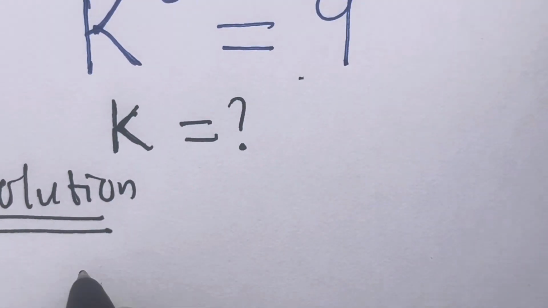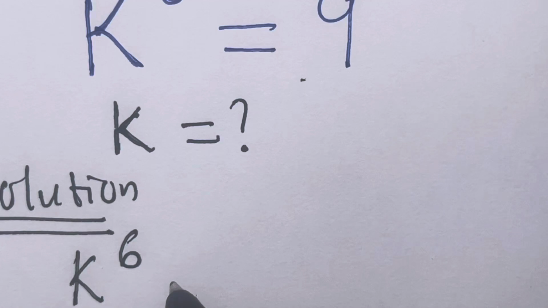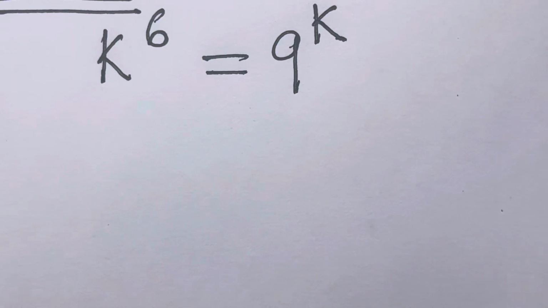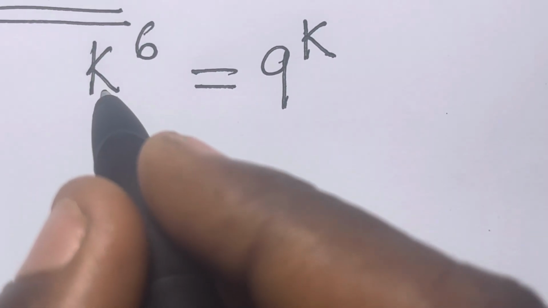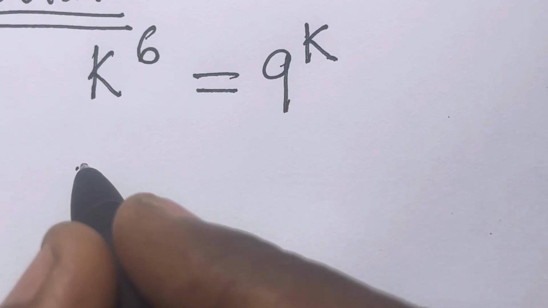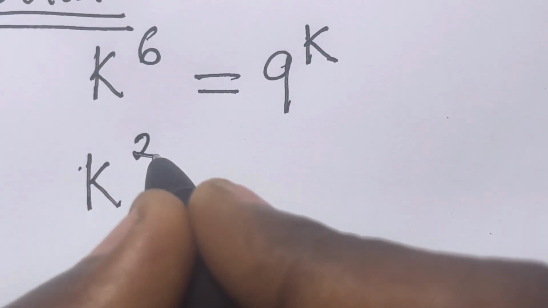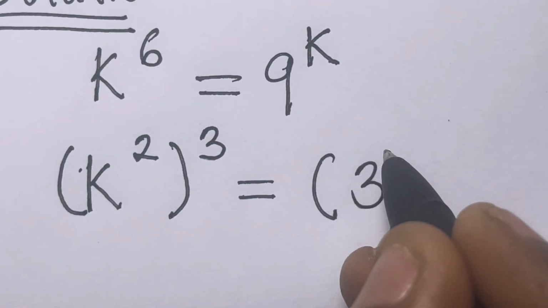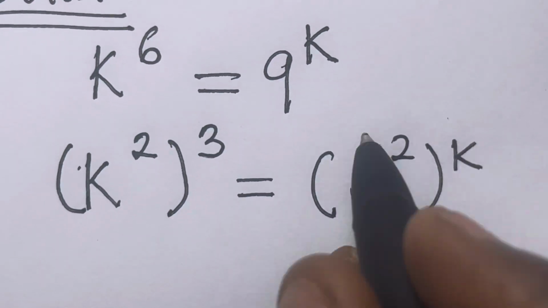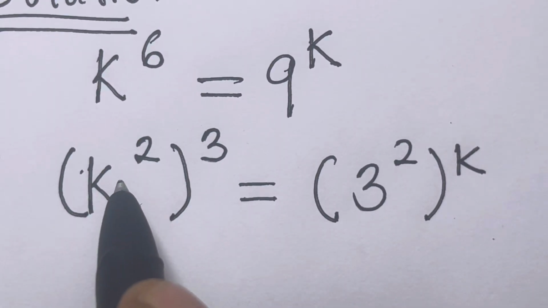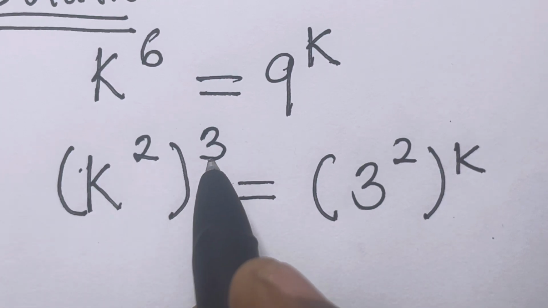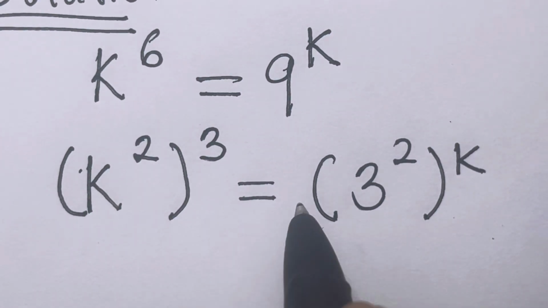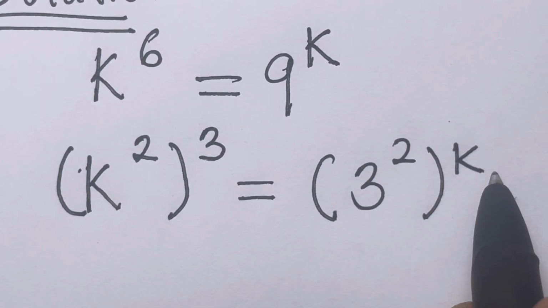We have k raised to power 6 equals 9 raised to power k. So from here, we are going to have this expressed as k raised to power 2 raised to power 3 equals, and this as 3 raised to power 2 then raised to power k. This is the product power law of indices. One number which is raised to a certain power is again raised to another power, the powers are multiplied. So like we have 2 times 3, we have k raised to power 6, right? And here we have 3 raised to power 2 times k, that's 2k.